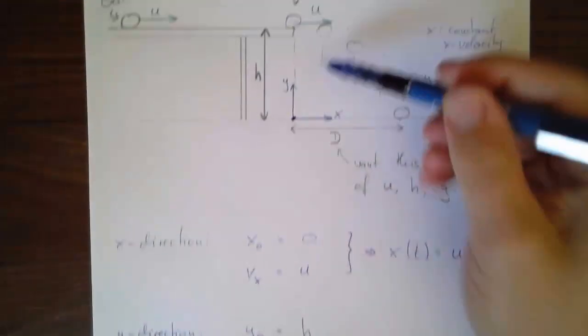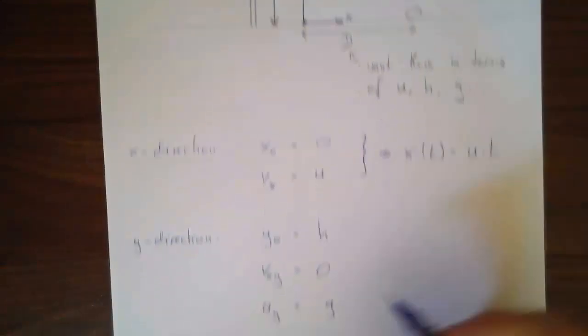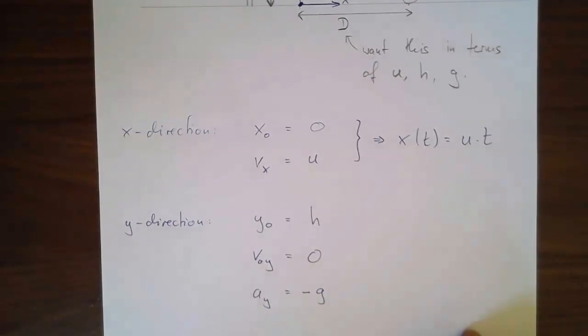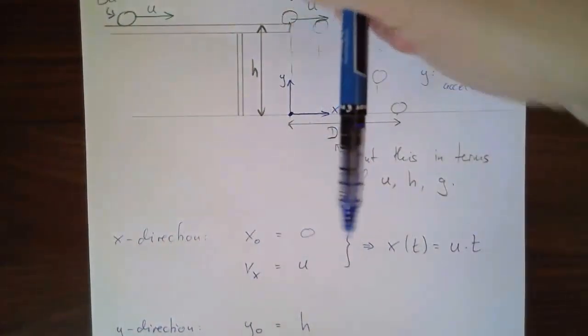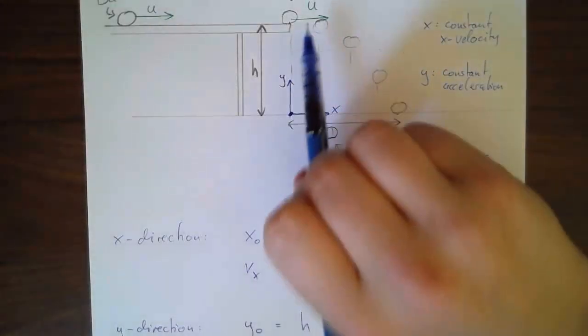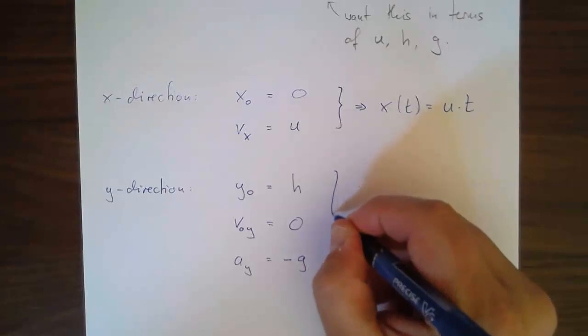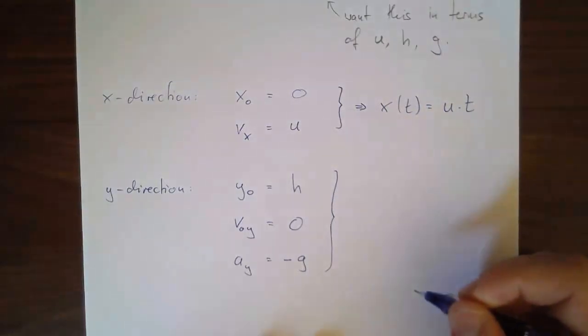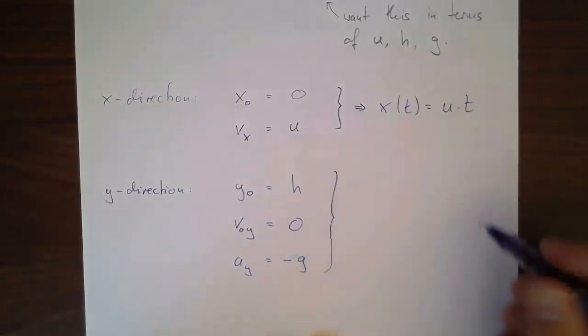And I have to be careful. I pointed my y-axis up, but g points down. So I'm going to make this negative, because it's the opposite direction. The acceleration is down. It's the opposite direction that my y-axis points. So that means I can write down what the y position is, as a function of time.